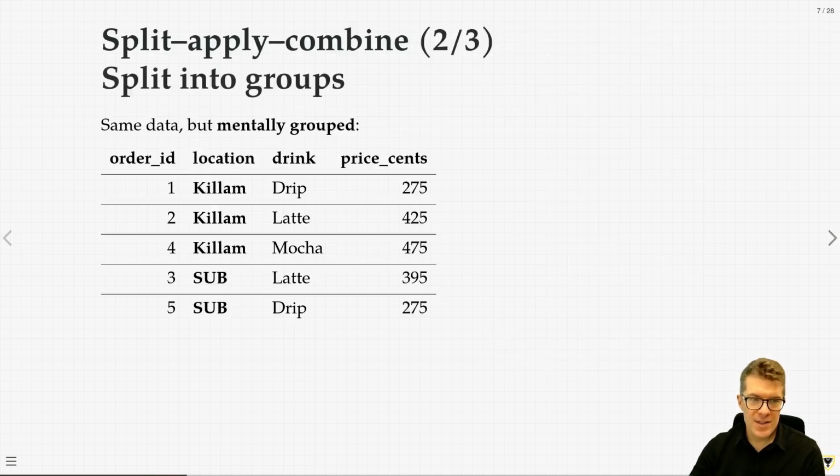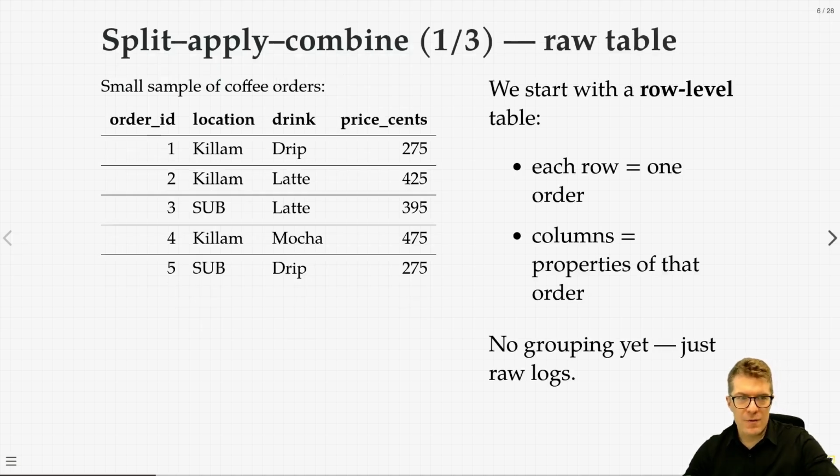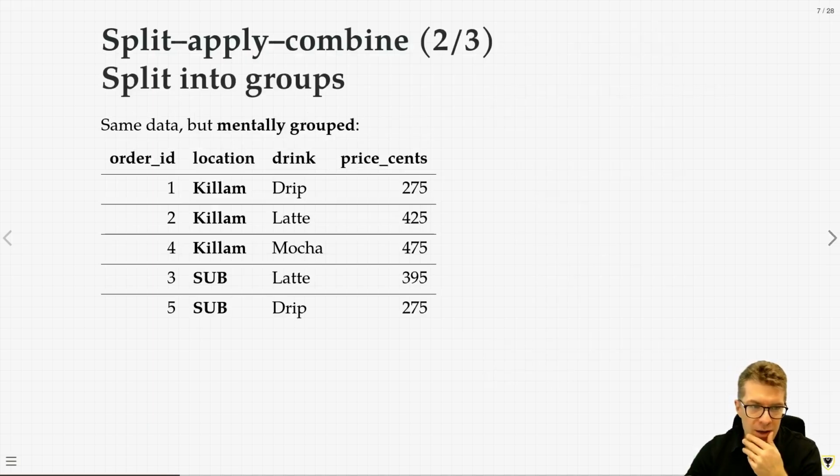So here's the same data, but I just mentally grouped things somewhat by location. I sort of bubbled up some things. Here we have orders 1, 2, and 4, which are all at the Killam, and you can see they have been bubbled up to the top of this table, just so we've organized things a little bit. We have all of the Killam locations together, all of the SUB locations together, and so on. But at each of these locations, we have different drinks, different prices, and so on.